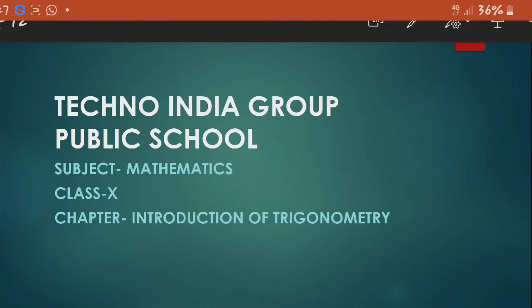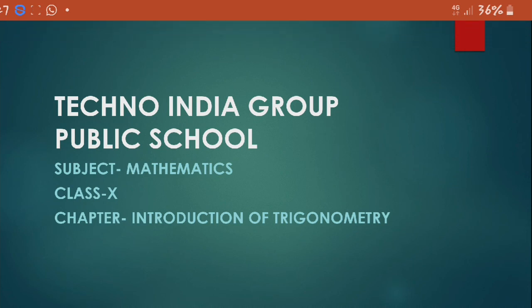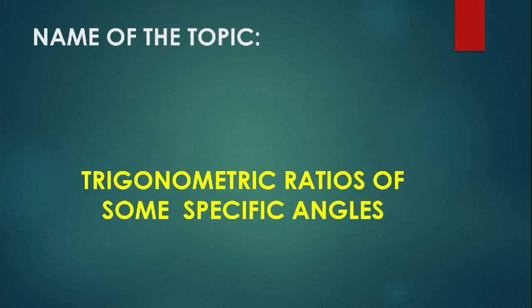Hello students, today we will continue our discussion on the chapter Introduction of Trigonometry. Today we will discuss trigonometric ratios of some specific angles. The specific angles are 0 degree, 30 degree, 45 degree, 60 degree and 90 degree. In these angles we will find the value of sine, cos, tan, cosec, sec and cot.